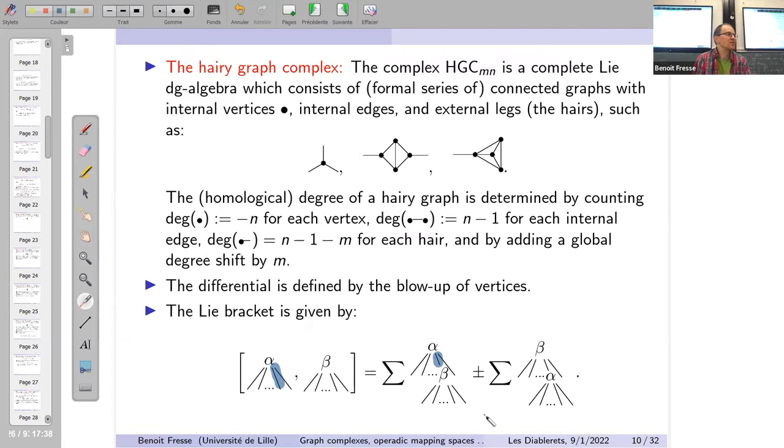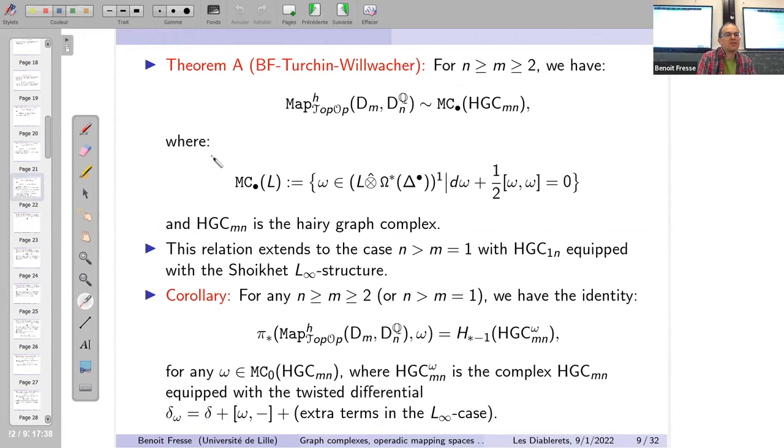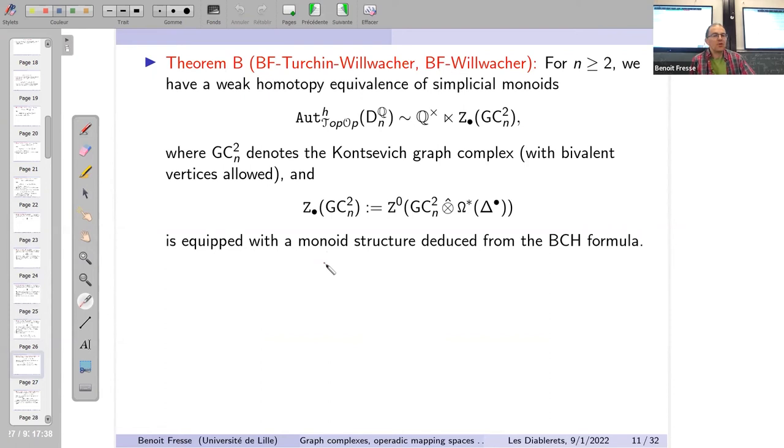So this is the DGD algebra structure that you consider in the previous statement, in this statement actually, for the definition of this Moore-Cartan space, except in the case where m is equal to one, where you have to deform this structure. Okay. And you also have results about rational homotopy automorphism spaces, which says that this space of self-homotopy equivalences, in the derived sense, of the rationalization of Dn, is the same thing as a semi-direct product of Q cross times the space of cycles in the tensor product of a Kontsevich graph complex with the forms on the simplices.